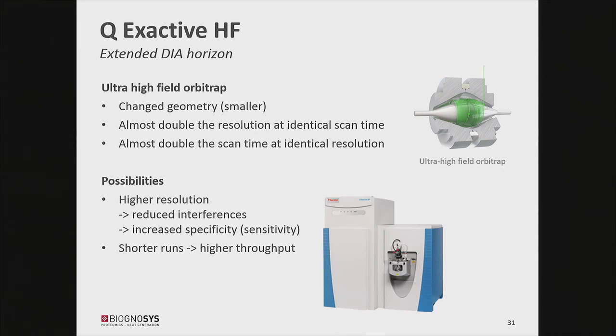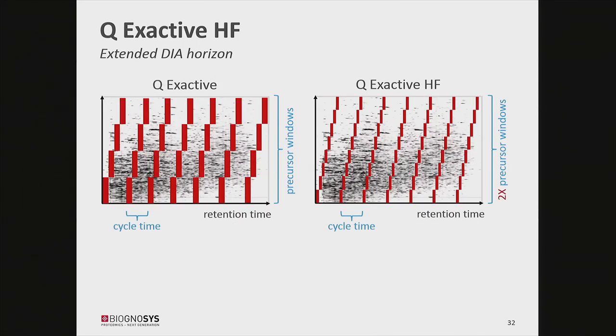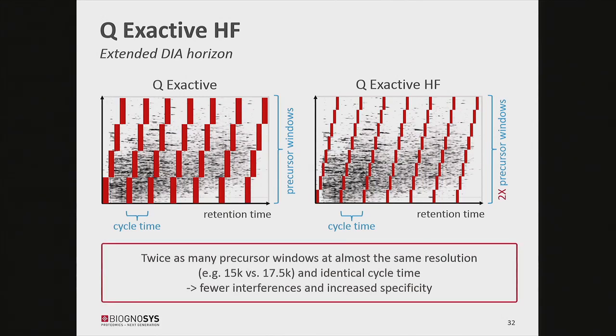Basically, it's on the next slide. So you have almost double the resolution at identical scan time, or almost double the scan rate at the same resolution. And of course, this opens up a lot of possibilities for better DIA methods. One example is depicted here: you can use double the number of precursor windows now, which of course will increase your selectivity if you do that.